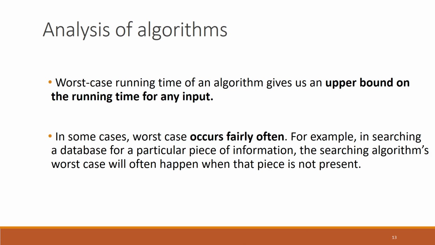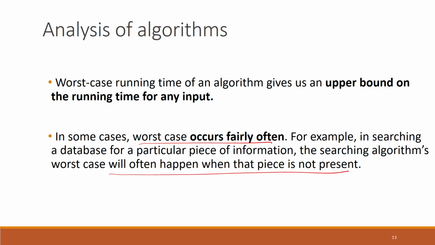And another reason is that the worst case in many cases might occur fairly often. For example, in searching a database for a particular piece of information, the searching algorithm's worst case will often happen when that piece is not present. Suppose you have to search for a particular piece of information in a database. Now, if we know that this information is most of the time not present, then in most cases we will have to traverse through all the information available in this database, and only then will we know that this piece of information is not available.